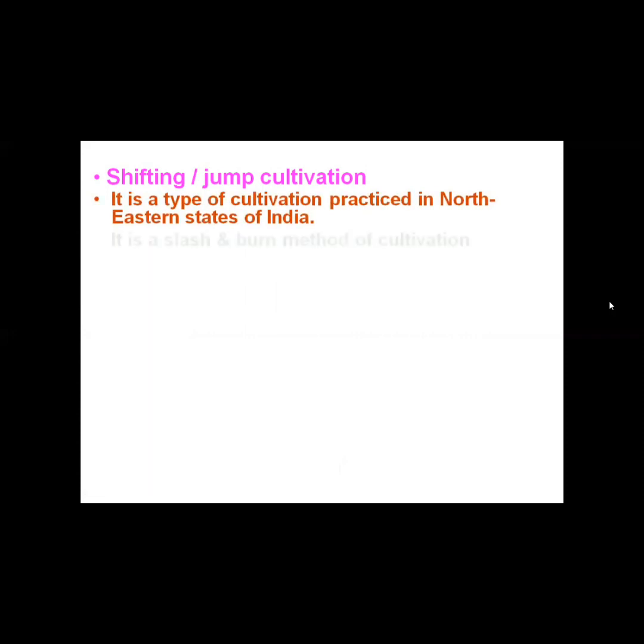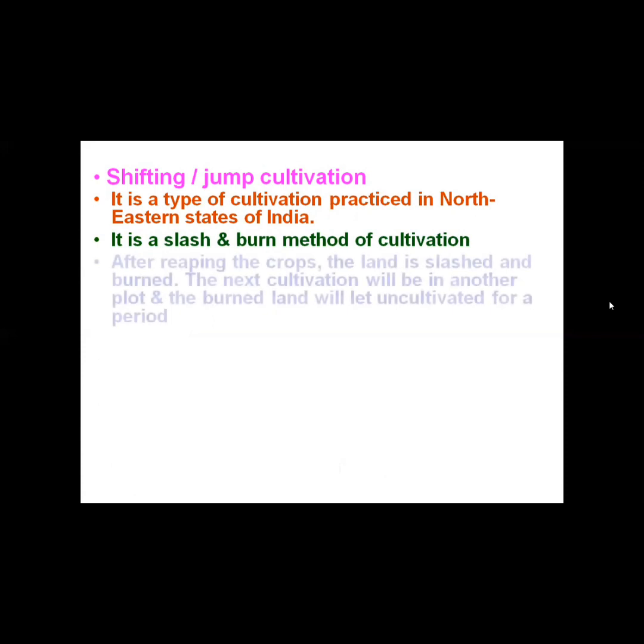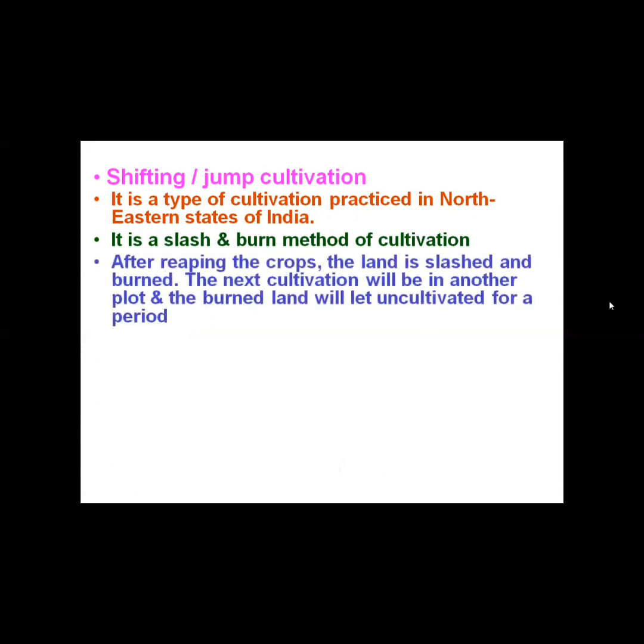Shifting cultivation or jump cultivation is the type of cultivation particularly practiced in the northeastern states of India. Here, the slash and burn method of cultivation is followed. After reaping the crops, the land is slashed and burned. The next cultivation will be in another plot, and the burnt land will be left uncultivated for a period.